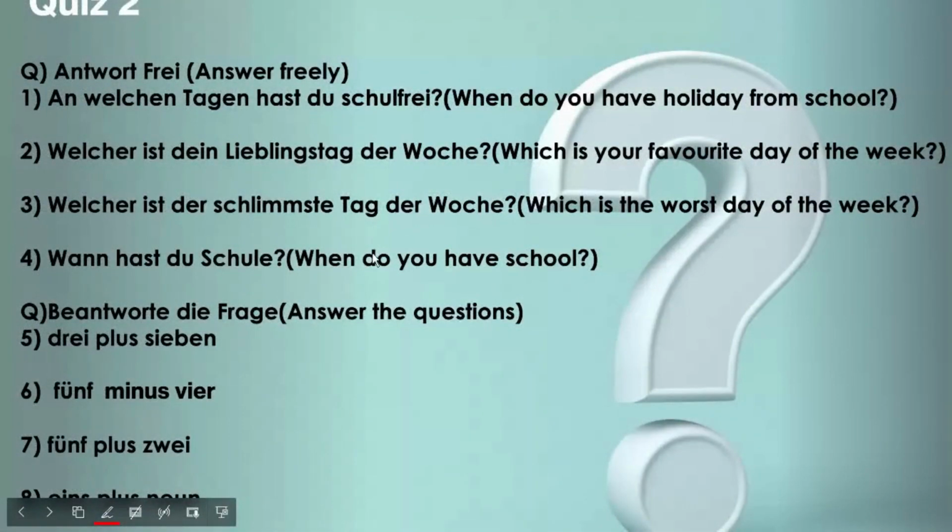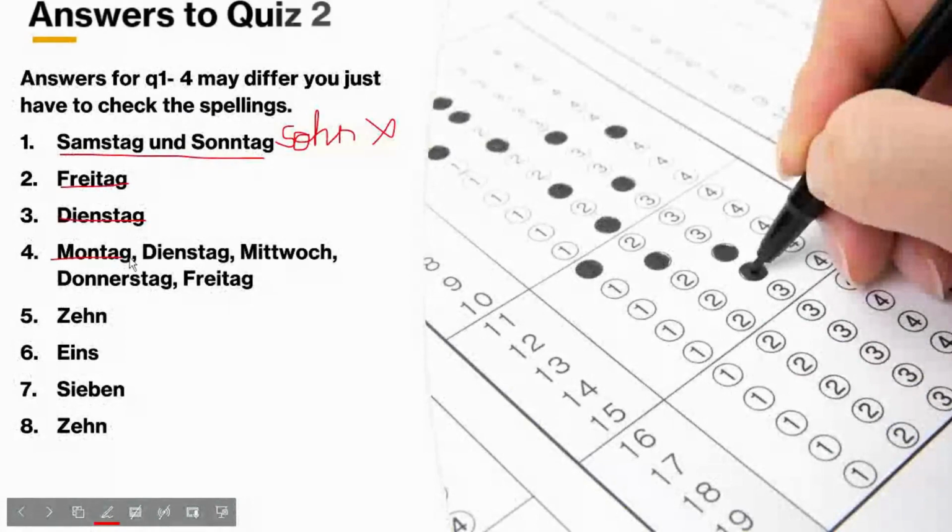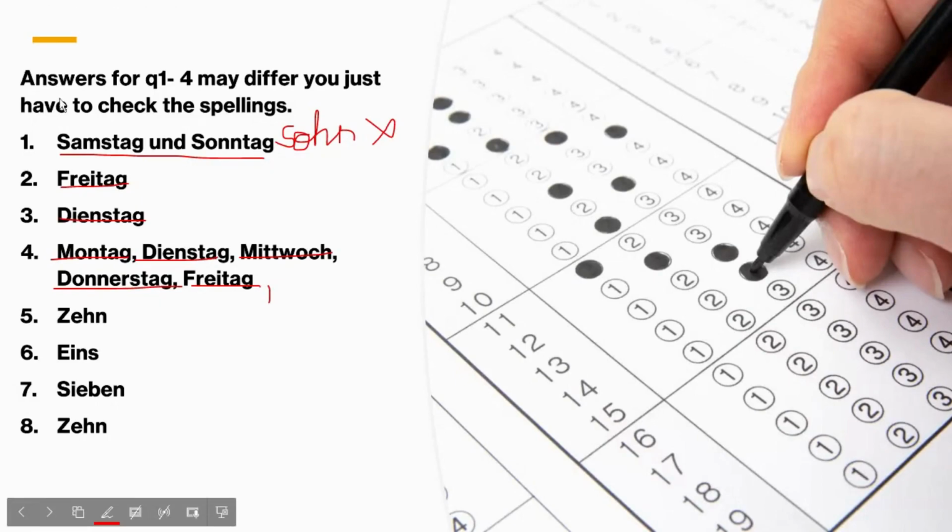Wann hast du Schule? When do you have school? So basically, in this sense, I mean to ask on which days particularly. So it is Montag for me, Dienstag, Mittwoch, Donnerstag, und Freitag. If you have it on Saturdays as well, then you can also mention Samstag. Now, for questions 1 to 4, your answers may vary, just that the spellings should be correct. Okay.